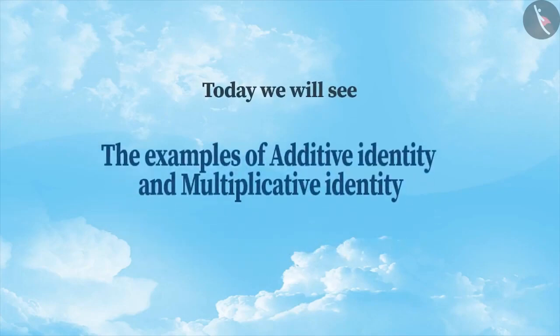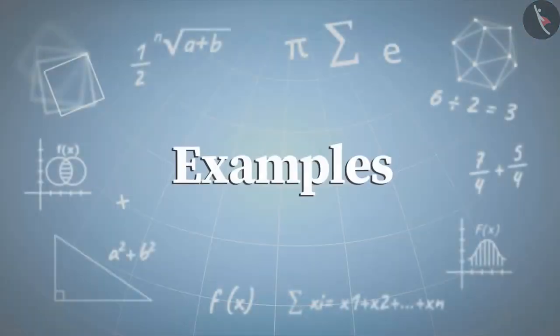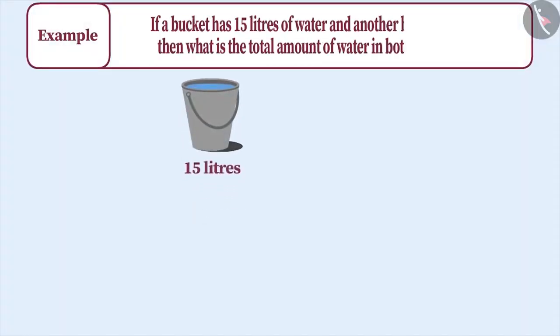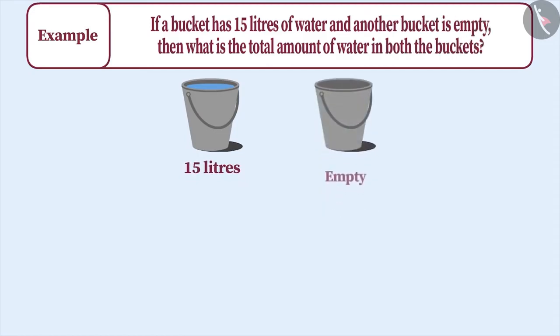Today we will see the examples of additive identity and multiplicative identity. If a bucket has 15 liters of water and another bucket is empty, then what is the total amount of water in both the buckets? In the given example, the first bucket has 15 liters of water, the second bucket is empty, which means that it has 0 liters of water in it.